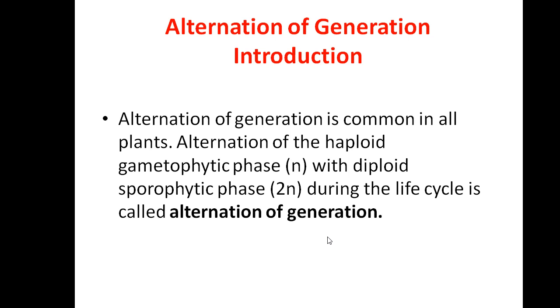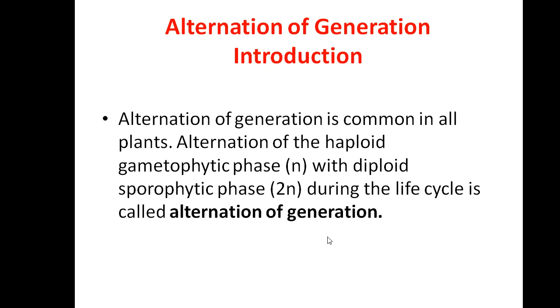Alteration of generation. Introduction: alteration of generation is common in all plants, alteration of the haploid gametophyte phase. The plants will be for some time in the sporophytic phase, and sometimes in the gametophytic phase. They alter their generation from time to time.